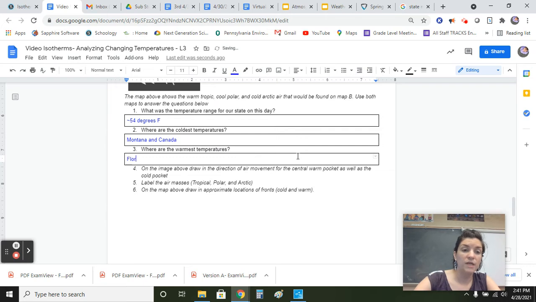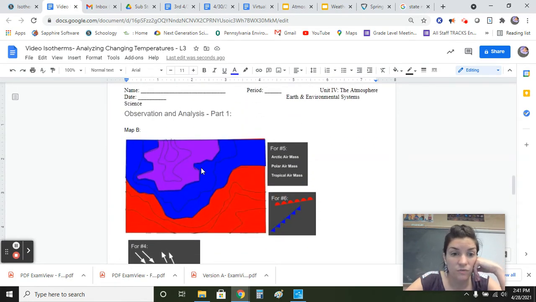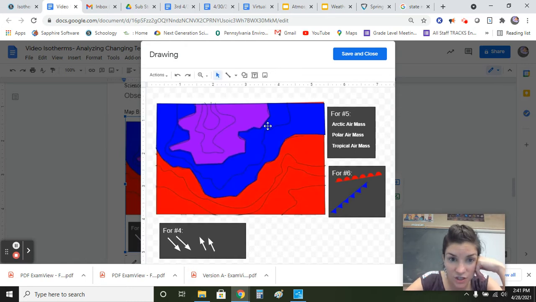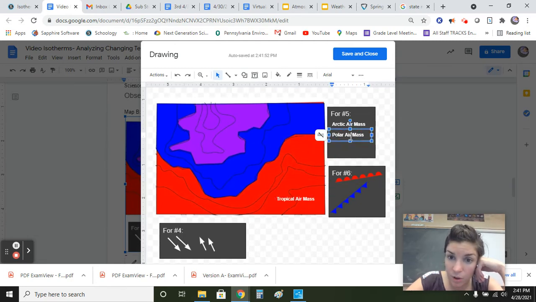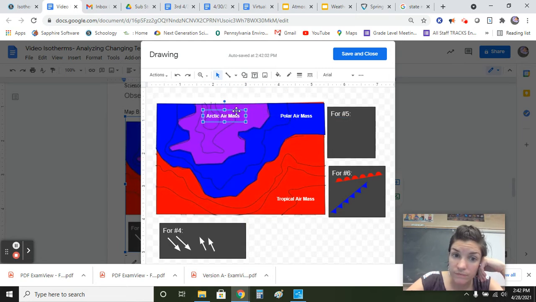It's in Florida. All right, so on the image above, draw in the direction of air movement for the central warm pocket as well as the cold pocket, okay? So if we double click on this, we're not going to change the colors at all. We are going to decide where's the Arctic, the polar, and the tropical air mass. Now, the tropical one is probably the easiest because, oh, hey, it's warm. Polar, remember, is cold air, so blue. Arctic is like super, super cold, okay?